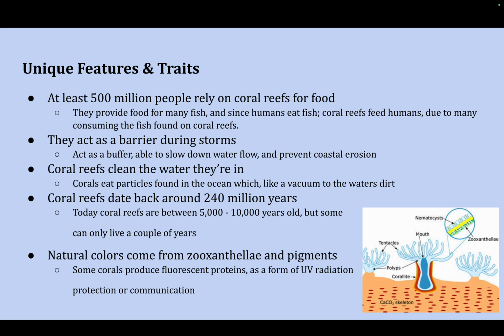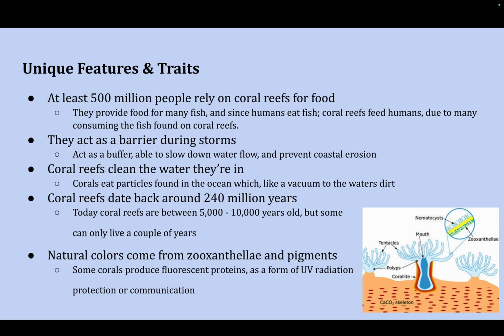At least 500 million people rely on coral reefs for food. Isn't that an interesting fact? They provide food for many fish, and since humans eat fish, coral reefs indirectly feed people. They have a vital habitat with biodiversity, but are facing numerous threats, which we will get to shortly. They act as a barrier during storms. As a buffer, they are able to slow down water flow and prevent coastal erosion. Coral reefs clean the water that they are in. They eat the particles found in the ocean just like a vacuum.